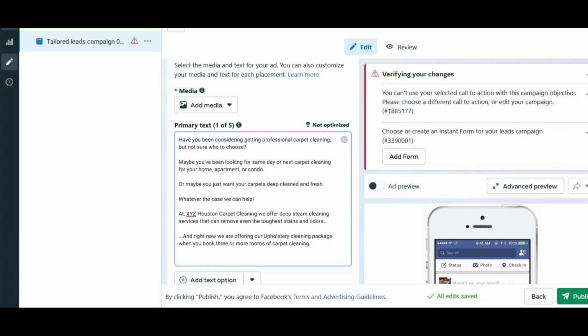And right now we are offering our upholstery cleaning package when you book 3 or more rooms of carpet cleaning. So offering our upholstery cleaning special.